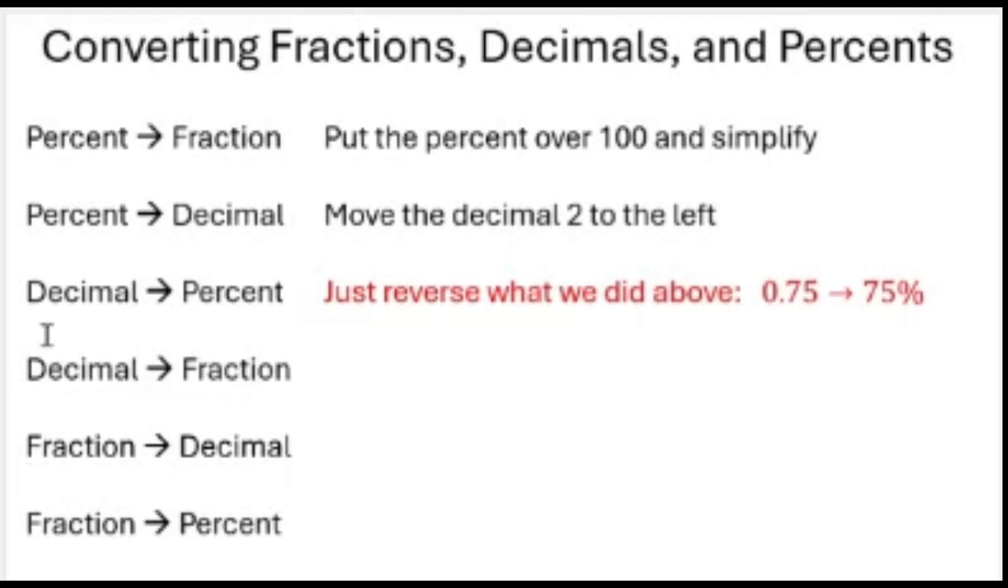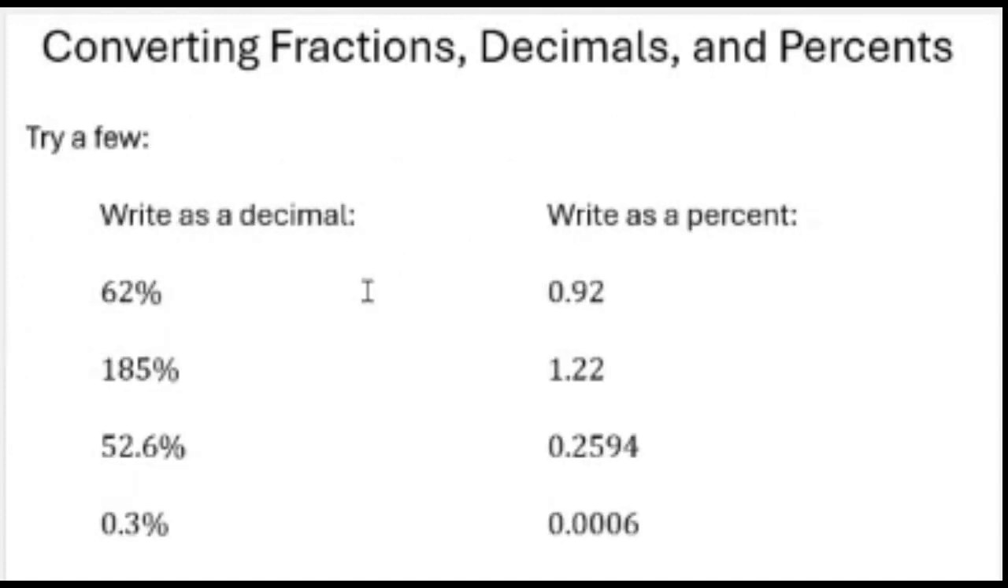And when we go decimal to a percent, we realize that we can just reverse that. So these are the easiest two by far, going from a percent to a decimal or a decimal to percent. So when we go from a decimal to a percent, we just take the decimal 2 to the right. 0.75 becomes 75%. So there's our next two rules. Let's try a few quickly here. So let's work our way down here. 62%, I'm just going to go 1, 2 to the left. That becomes 0.62.